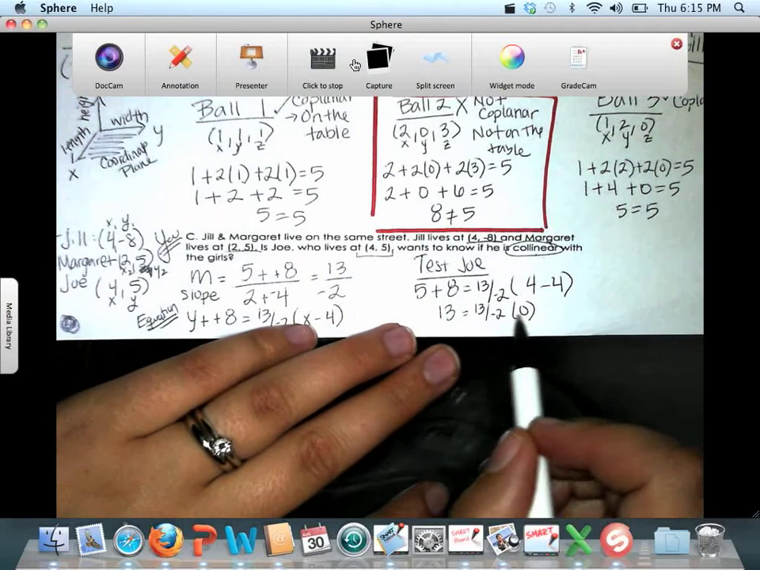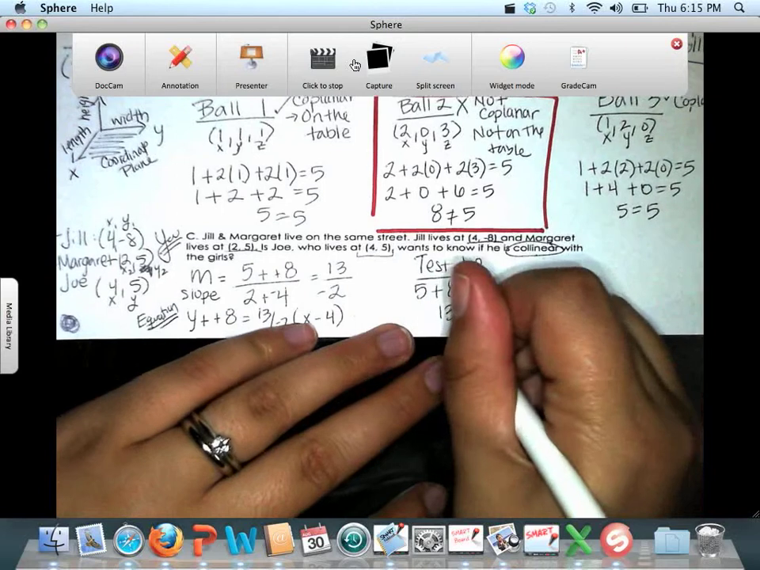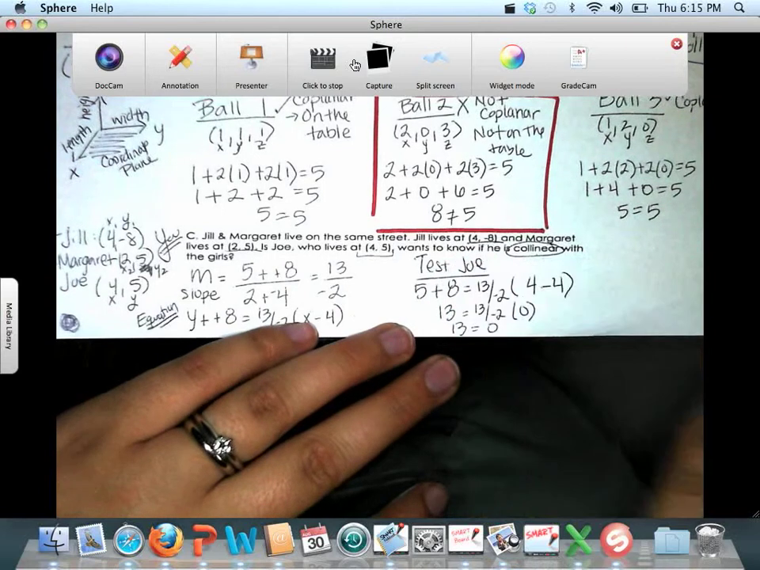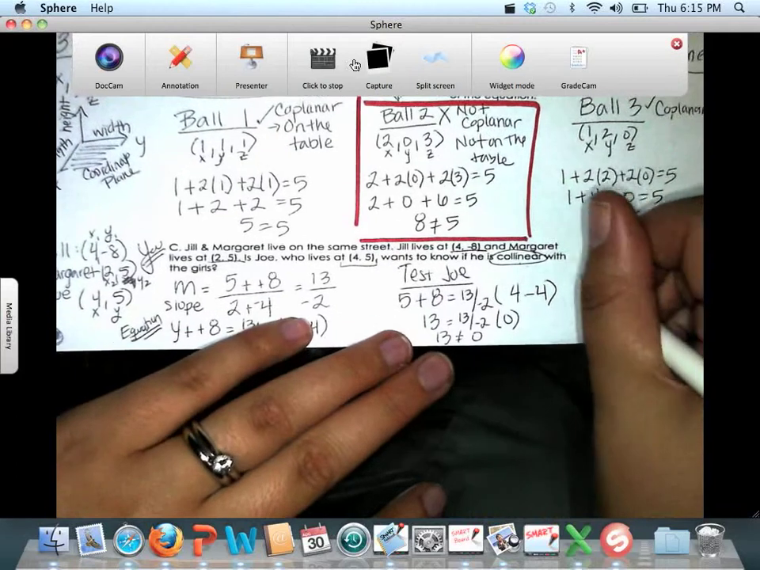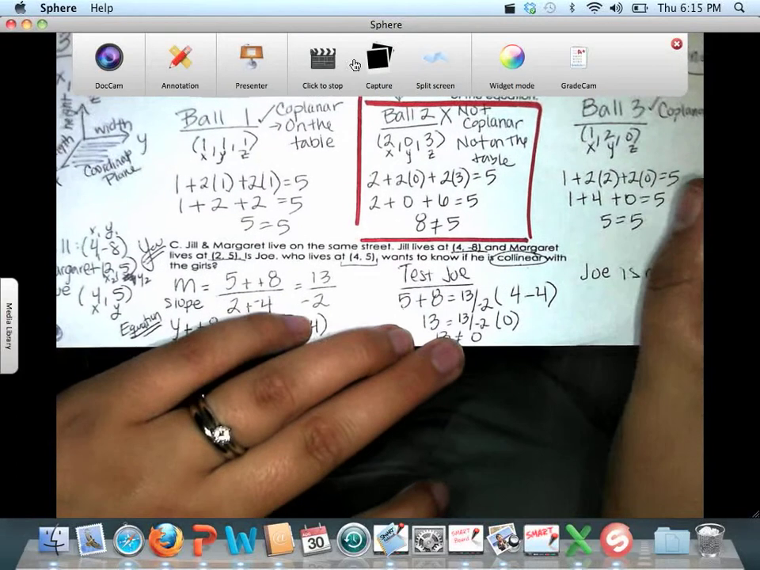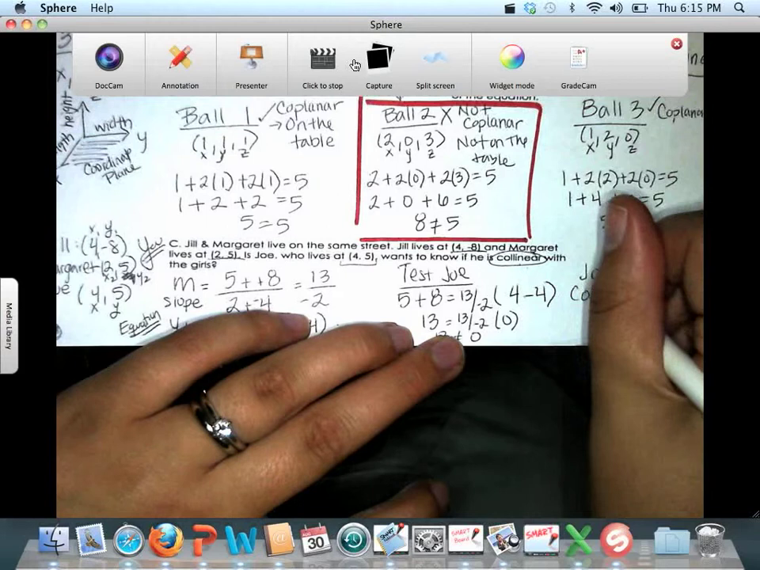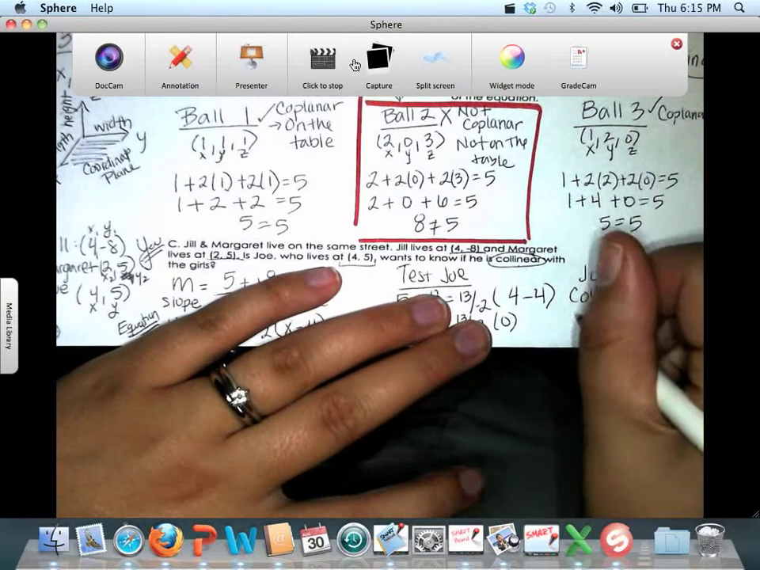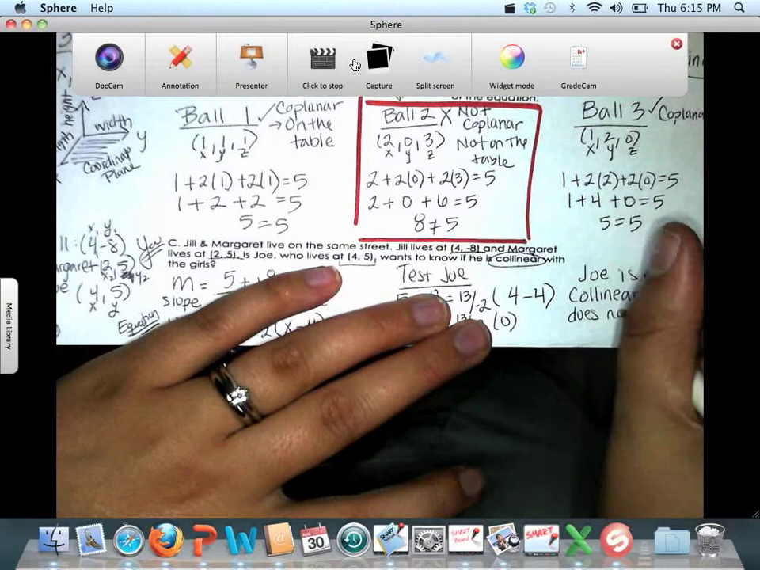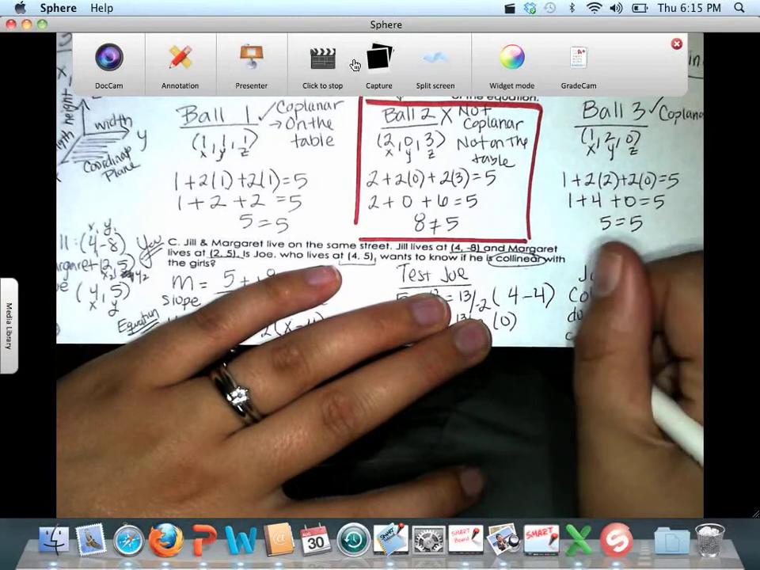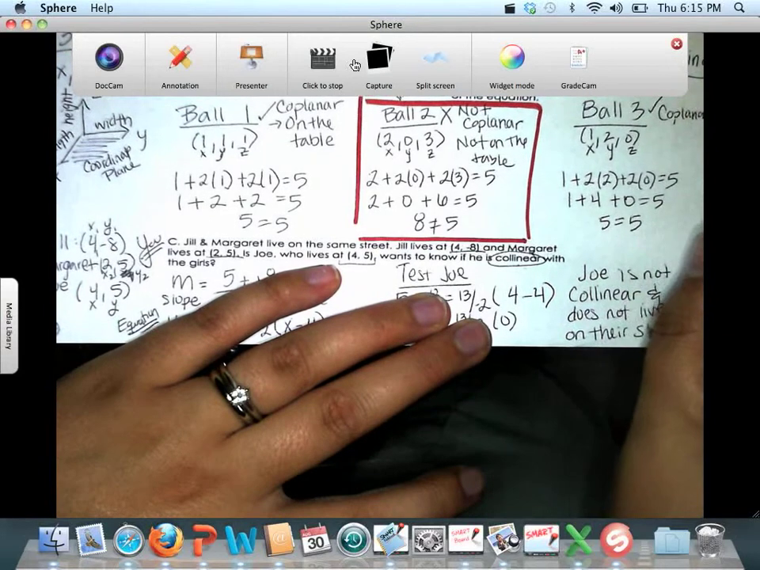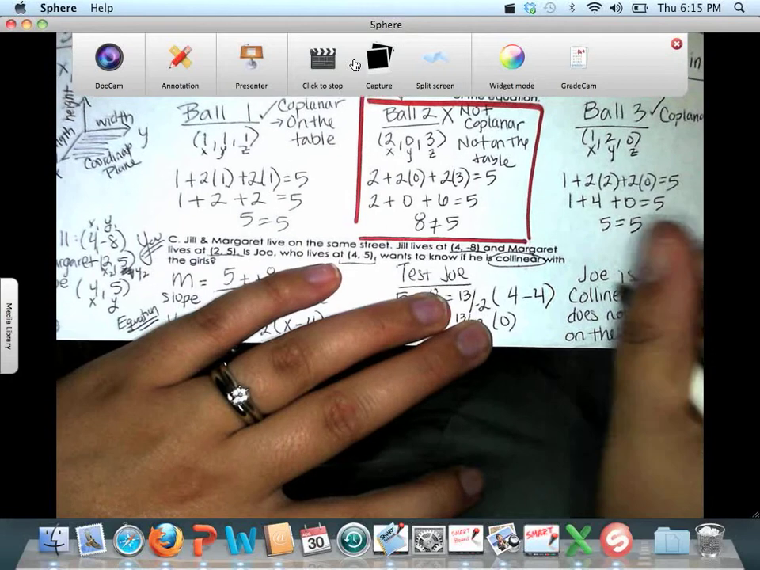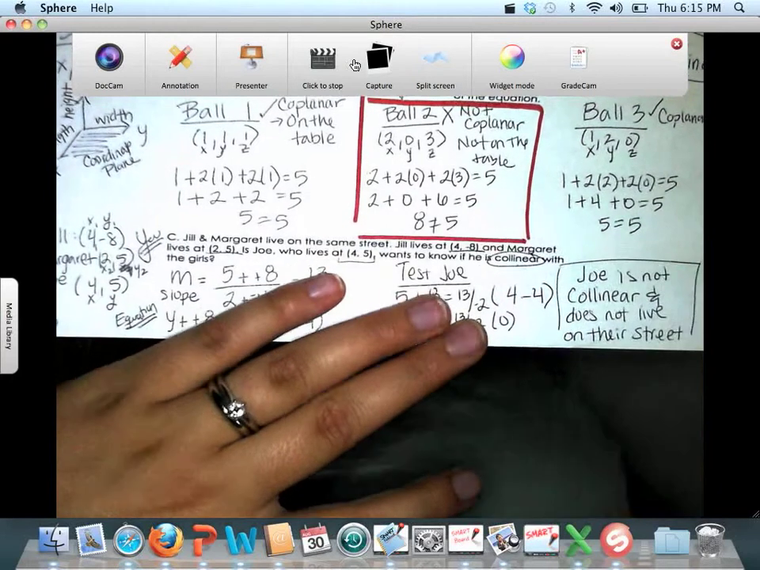Now, anything times 0 is just 0. So look what happened. They are not equal, which means Joe is not collinear and does not live on their street. And this is my answer.